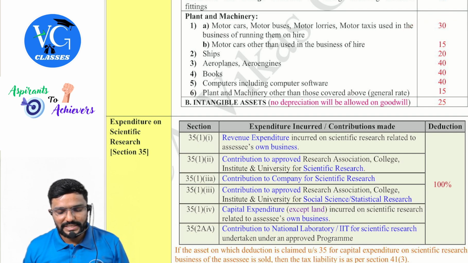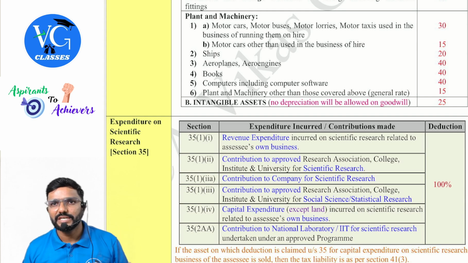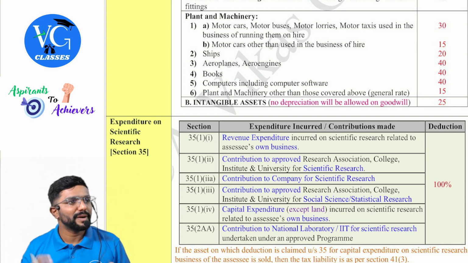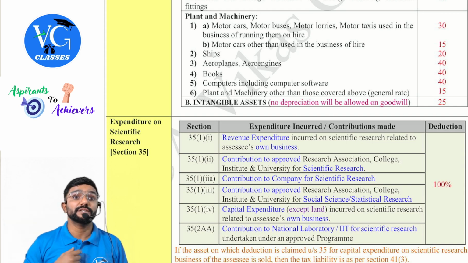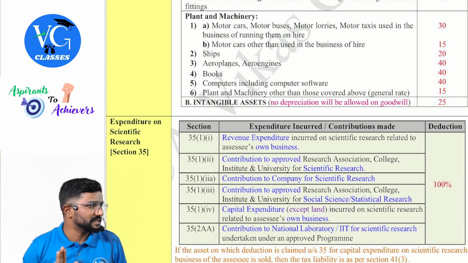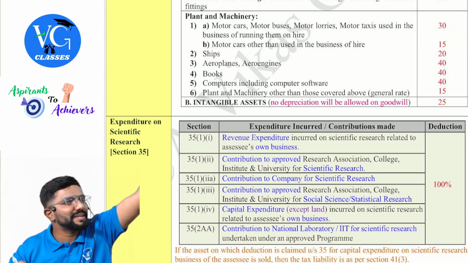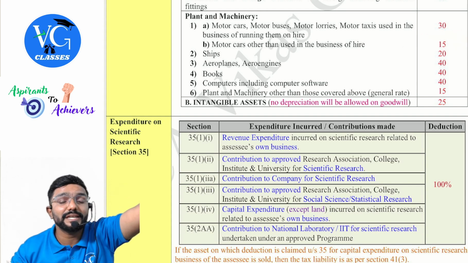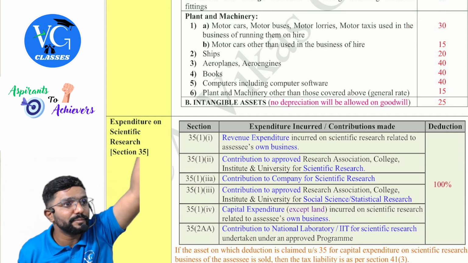Then, for motor cars other than used in the business of hire, meaning companies have purchased it not to let them on hire, but maybe for the transportation of manager or employees or to provide cab facility. Providing cab facility by the company itself is not letting on hire. They're using it for their business. How much depreciation can they claim? 15%. Sir, if a travel company has purchased the car and is letting it on hire for someone else, how much depreciation can they claim? 30%.